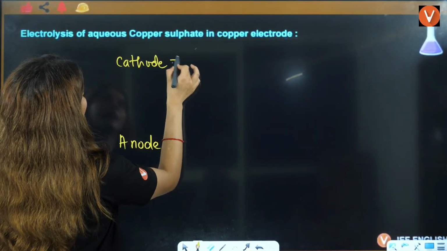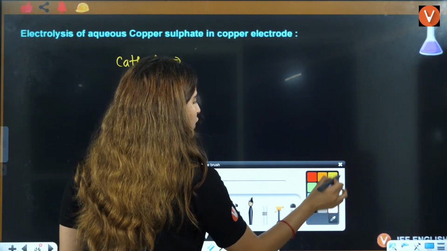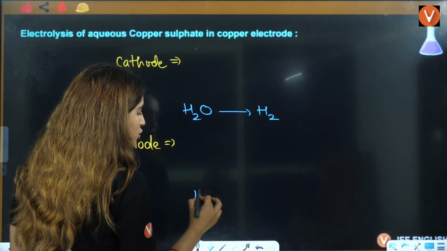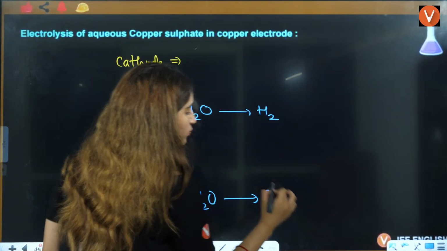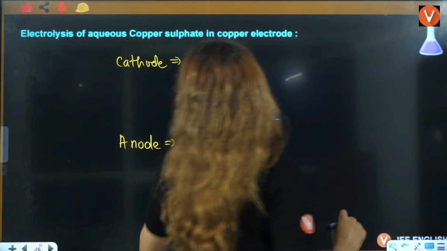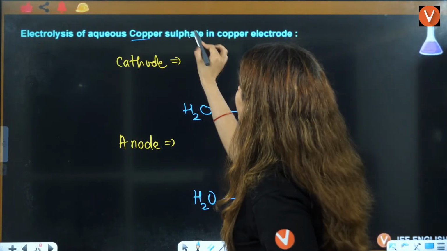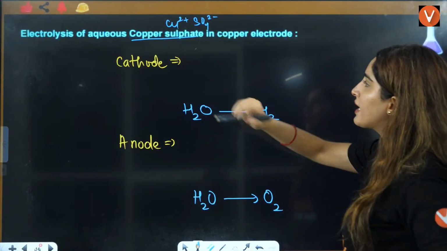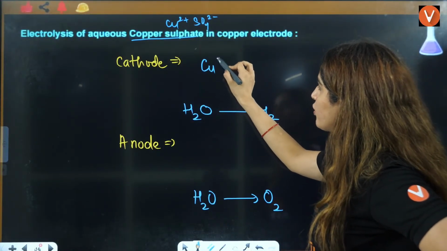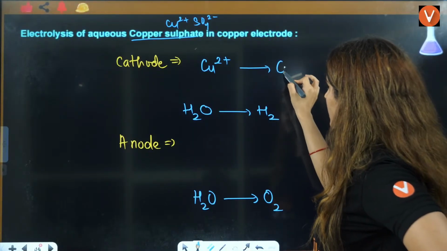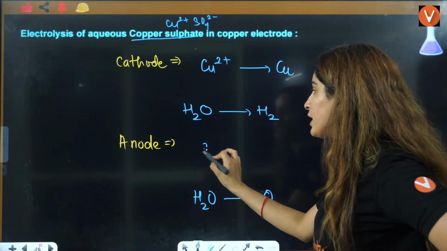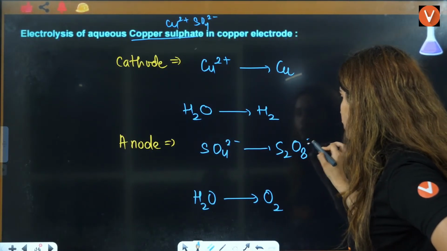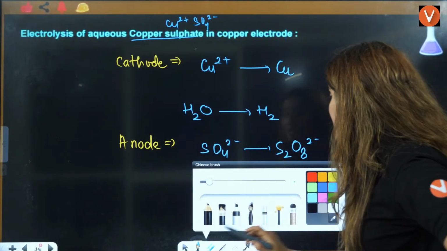Now they are saying that you have aqueous solution. See, aqueous solution means here also you will have water that is converted to H2. Here also you will have water that is converted to O2. Okay. Cathode copper sulfate means you will have Cu2 positive and SO4 2 negative, right? So here you will have copper 2 positive ions that is converting to Cu. Here you will have SO4 2 negative ions that is getting converted to S2O8 2 negative, right?